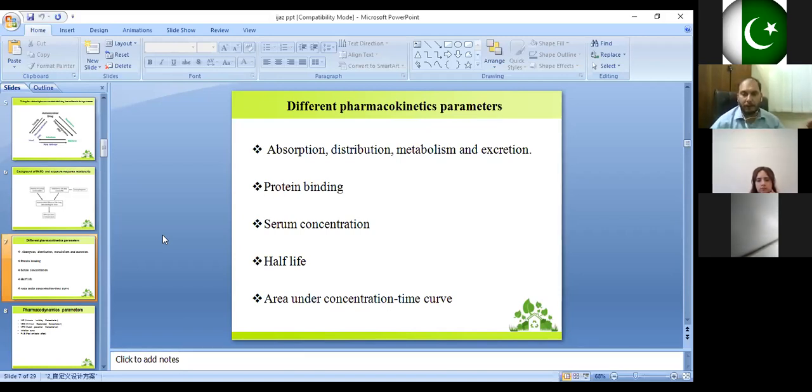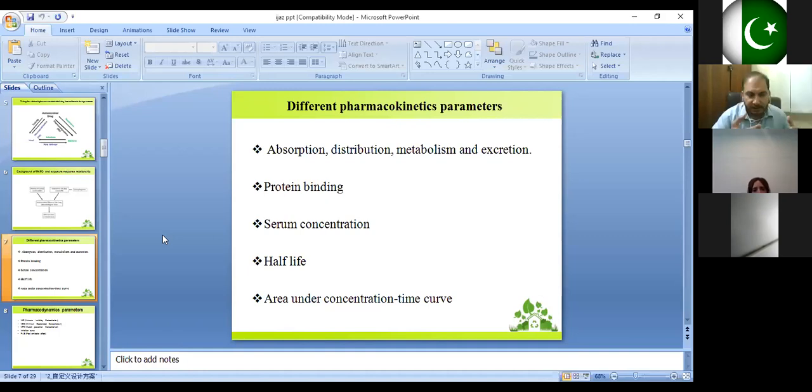That is the half-life of the drug. To know about drug metabolism or excretion, we should also know how long the drug is present in the body. For that, the half-life of the drug is used. Next is the area under the concentration-time curve.